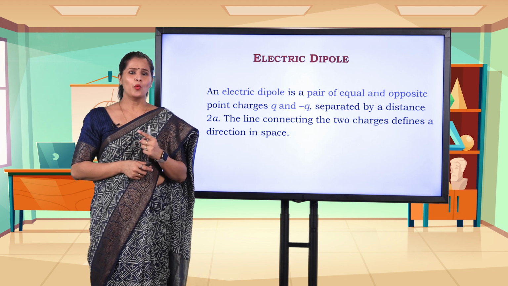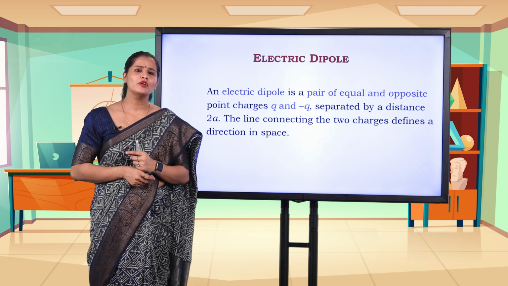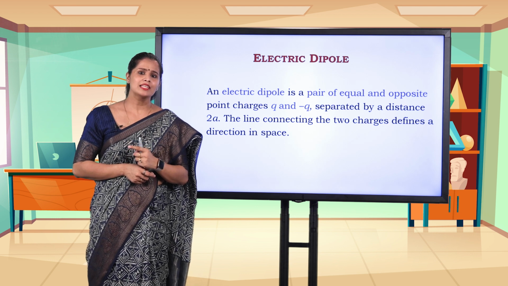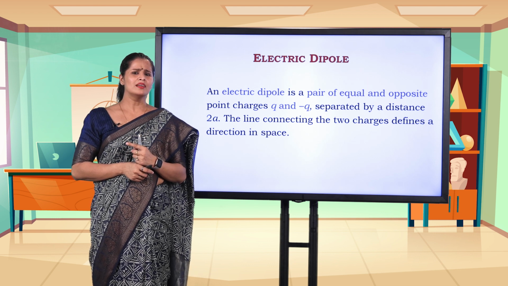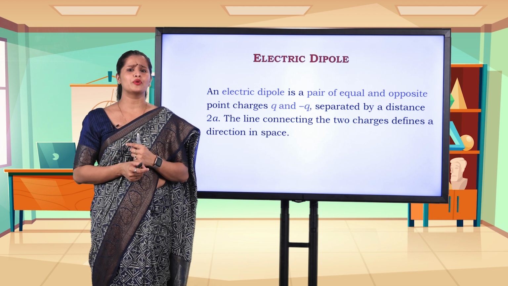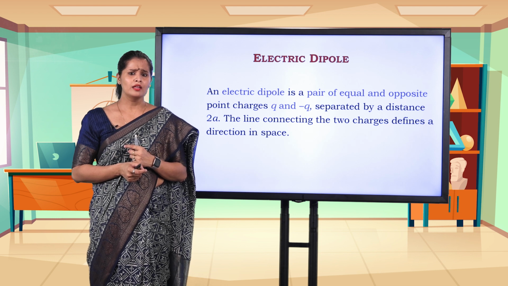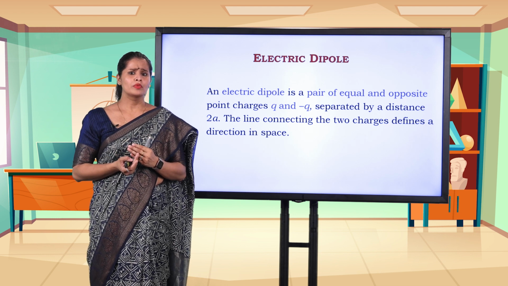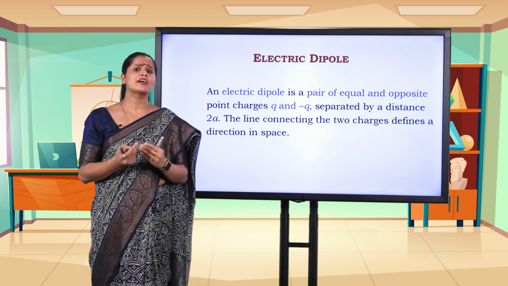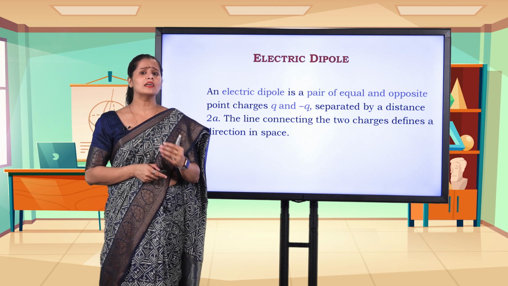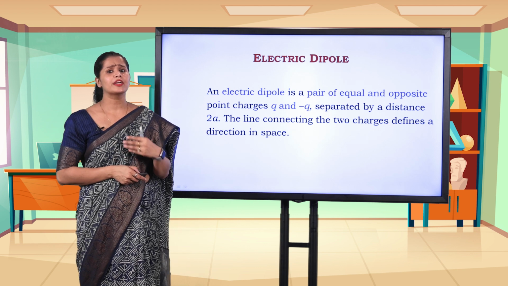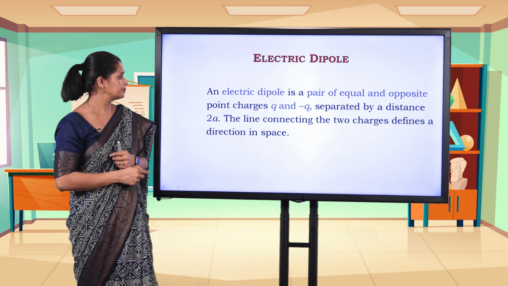Can you tell what is the total charge of the dipole? Yes, that's correct. It is 0. But does that mean the electric field is also 0? Well, the answer is no. The field of the electric dipole is not 0. Let us see the terms related to the electric dipole in the next slide.